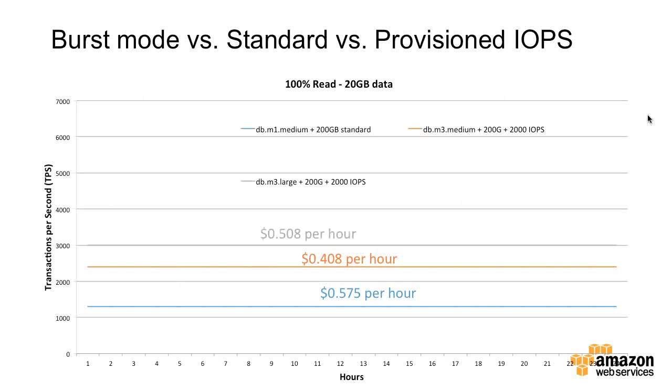Then, if I bring in an M3 large, there's a very little increase in the transactions per second, and my cost is also increased by 10 cents. But for an increase in cost of 10 cents, I only get an increase of 500 transactions per second. So this is something you may want to consider, right?